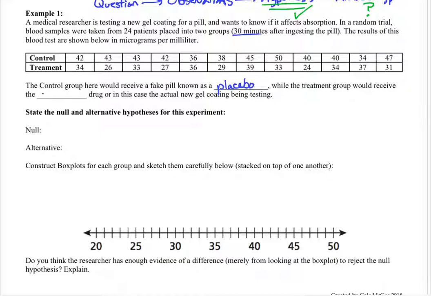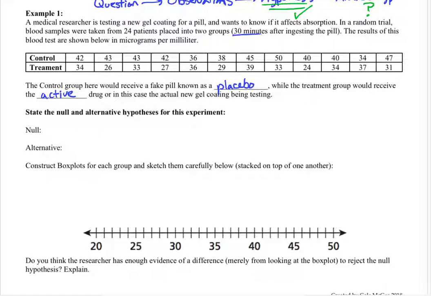So the treatment group is going to be getting the active drug. And in this case, they're both really getting a drug, but one's getting one with a special gel coating, and the other one we're just going to not put the gel coating on, and maybe we'll make it slippery so that they don't know the difference. Okay? So what are the null and alternative hypotheses for this experiment?